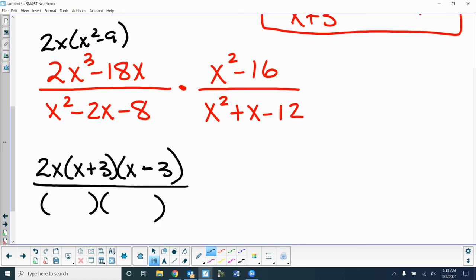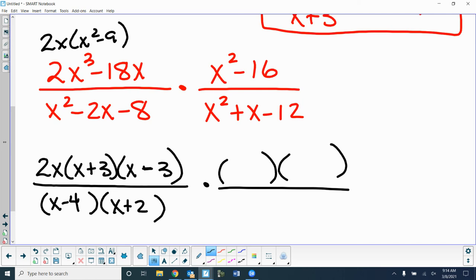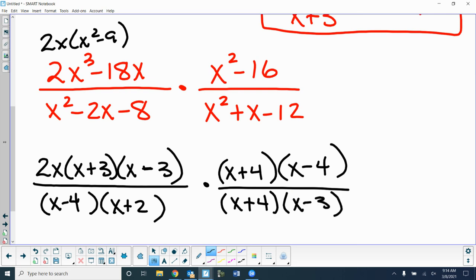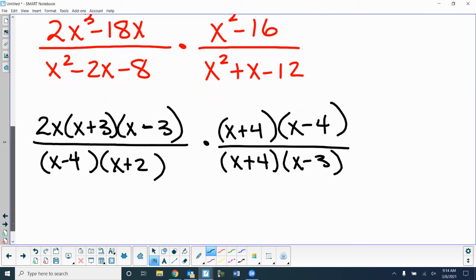Regular trinomial here, negative 4 and a positive 2, right? Multiply to negative 8, add to negative 2. Those are difference of squares, right? X plus 4, x minus 4. And then the last one, x plus 4 and x minus 3, right? 4 times negative 3 is negative 12, and 4 plus a negative 3 is positive 1. You see any common factors?